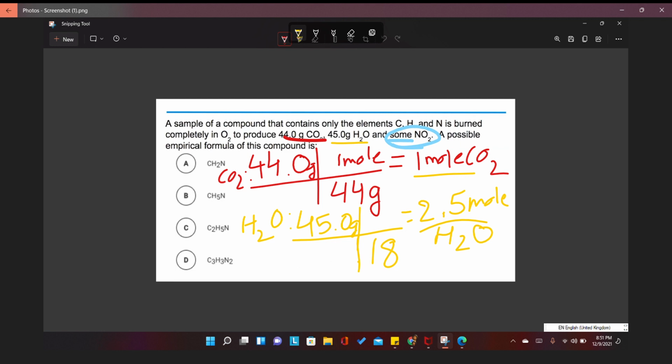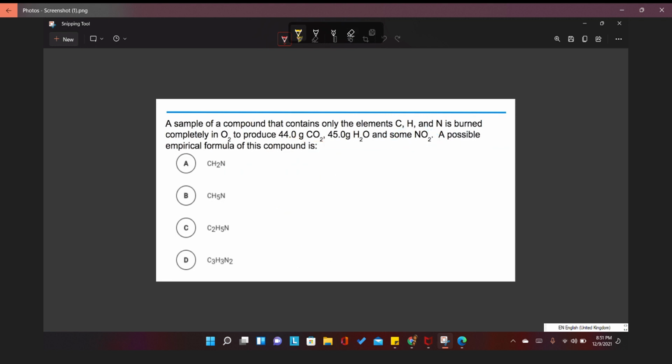So now that we know the moles, I'll go ahead and erase it. If you really want to jot it down, you can. So we said we have 1 mole of CO2, right? In CO2, you can notice that there's 1 carbon for every 2 oxygen, right?